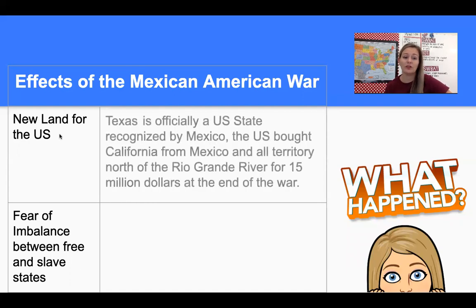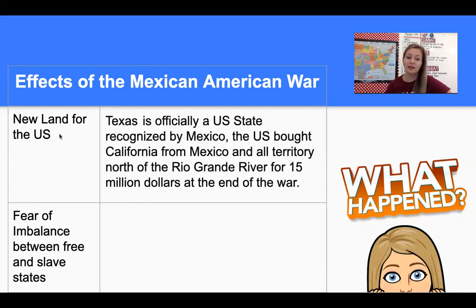So let's talk about this new land for the United States. Texas is officially recognized as a U.S. state, and Mexico is going to recognize that so that it's not any type of territorial dispute or anything like that. The United States also decides to purchase, or negotiates to purchase, California from Mexico and all territory that they have north of the Rio Grande. And we pay them $15 million for that.